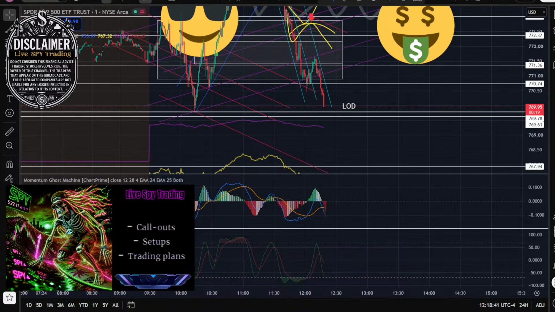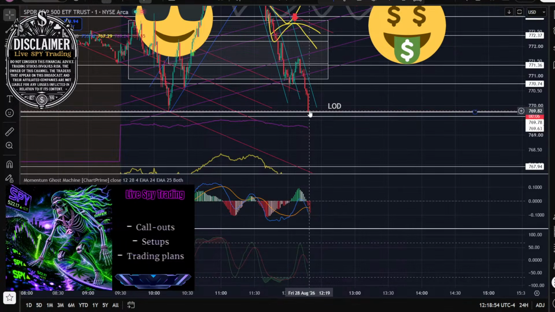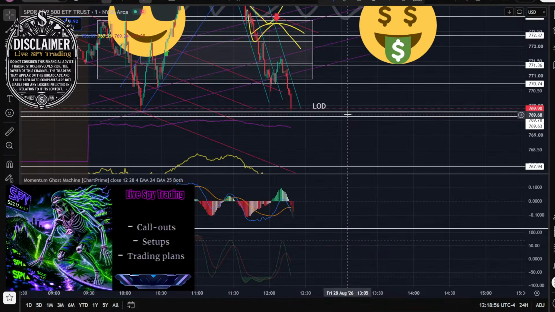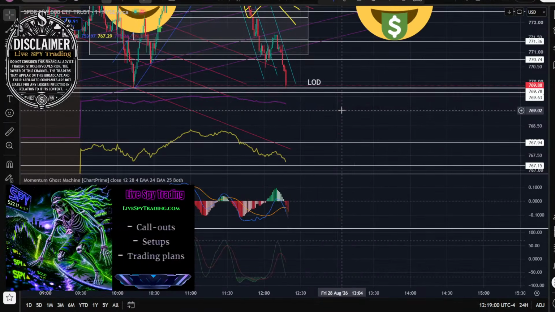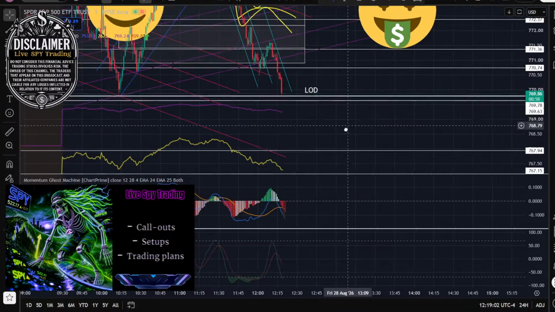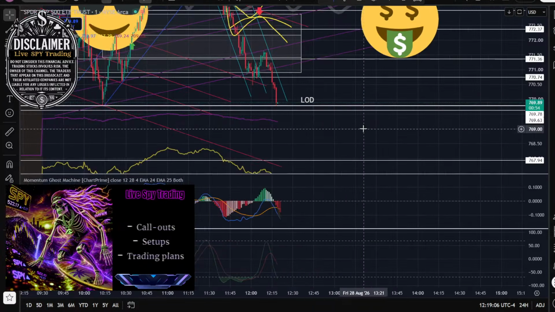Where's driver at? He asked for the setups. I gave the setups and he's not here. Right to LOD. Easy money. Now you need to protect your trade, or, I mean, adjust your stops. Now you need to adjust your stops.